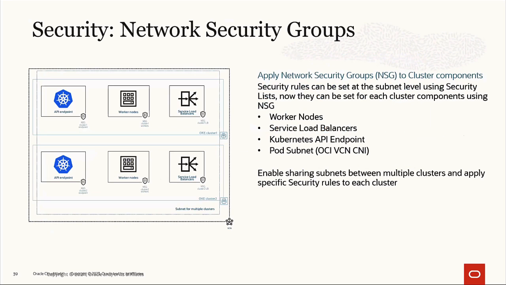Next slide, please. And finally, we're just coming back to security groups. Security groups are a way for you to control access on the VNet level. With that, you can control access for things like API endpoints, worker nodes, and load balancers. And if your pods happen to use native networking and have an IP in the VCN, you can also use security groups to control access for that as well.